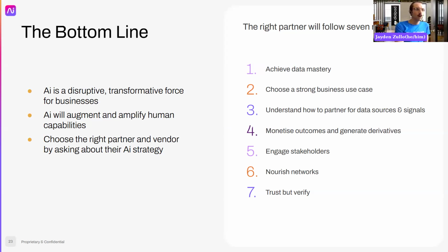So let's have a look here at these seven points. Achieve data mastery. What does that mean? That means that your data sources are not set and forget. Okay. You must design and adhere to a complete framework for your AI's data sources.